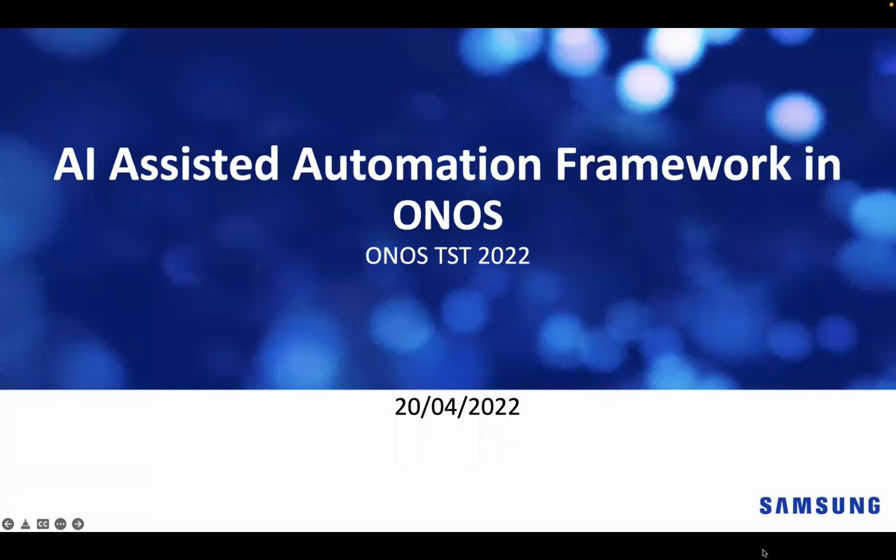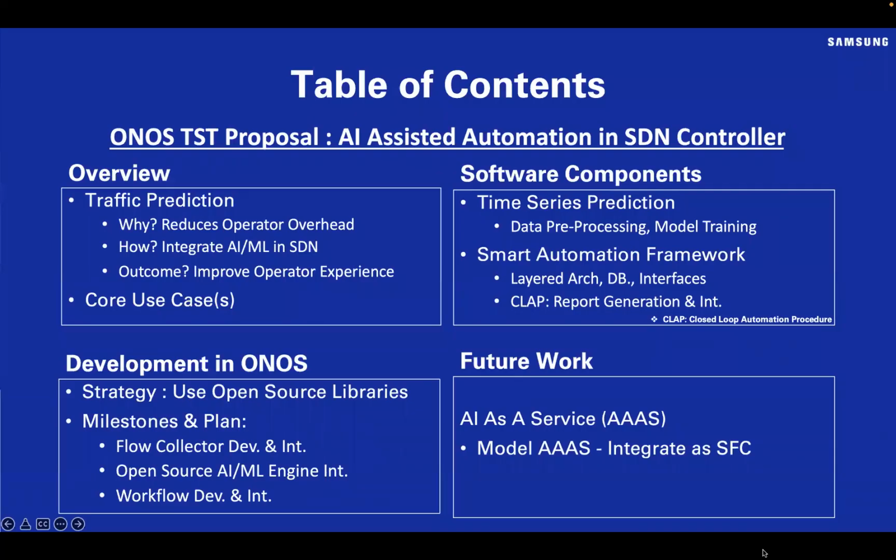This proposal presents a comprehensive review of AI applications for SDN control networks. With references to a few use cases, we'll see how AI-assisted automation brings better quality of experience to operators. We have organized our presentation into 4 major parts. We'll start with an overview of how we can translate the benefits of traffic prediction to optimize operational expenditure and influence operator experience in a better way. We'll also talk about software components which are being planned as part of our development. Further, we'll talk about our strategy to develop these 2 blocks, that is time series prediction and smart automation framework.